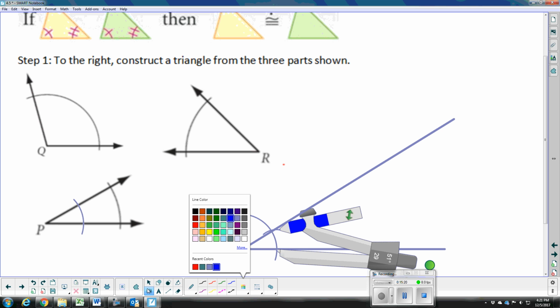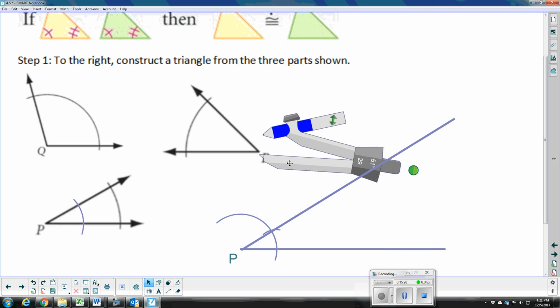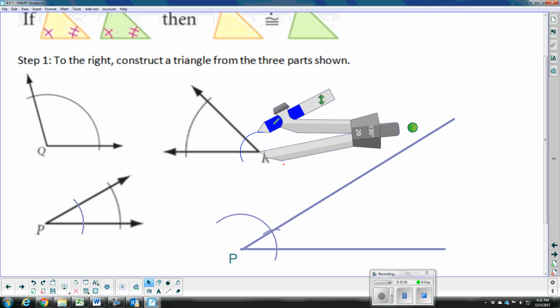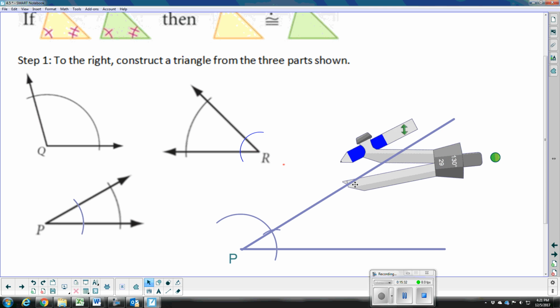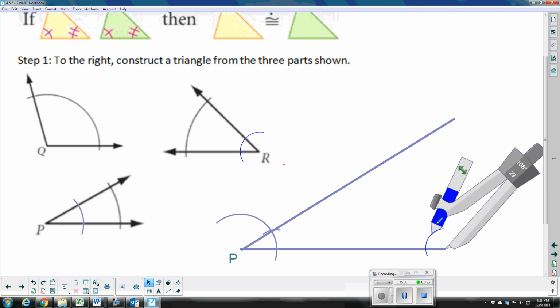And then I'll move my compass up to angle R and draw an arc from the vertex. All right, there's my arc. I'm going to go over here. I'm going to call this point R. There's my arc.